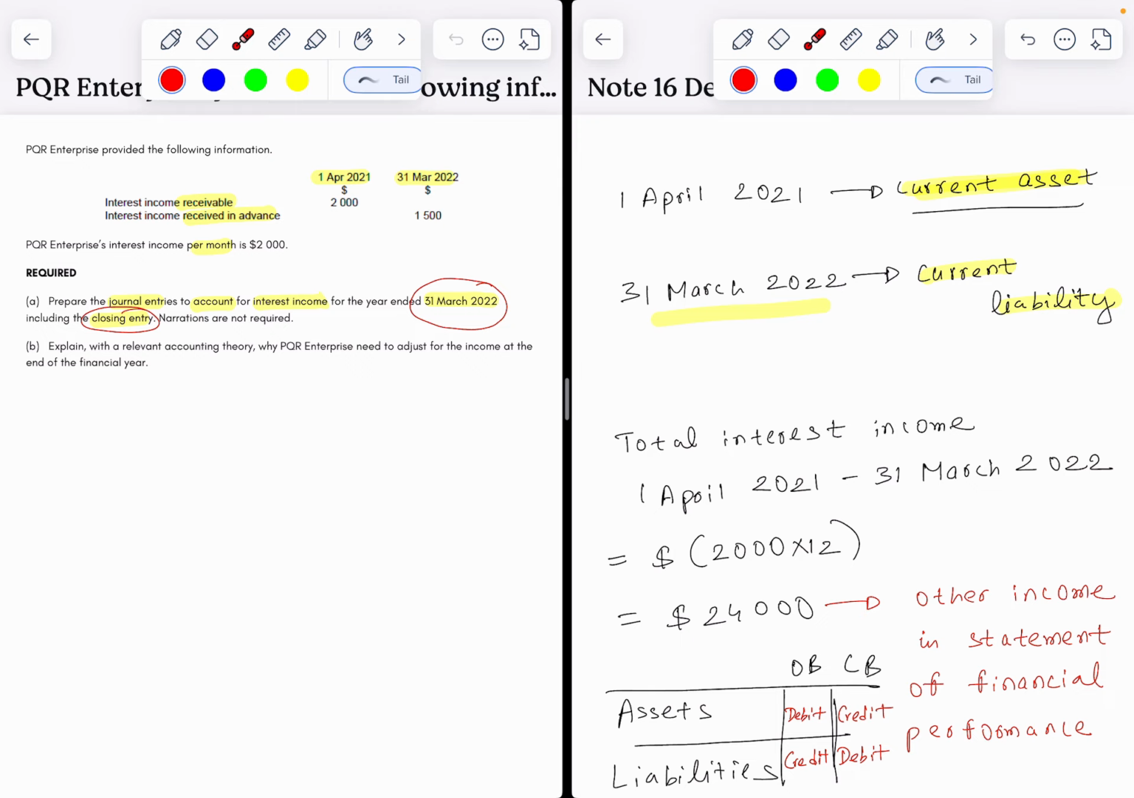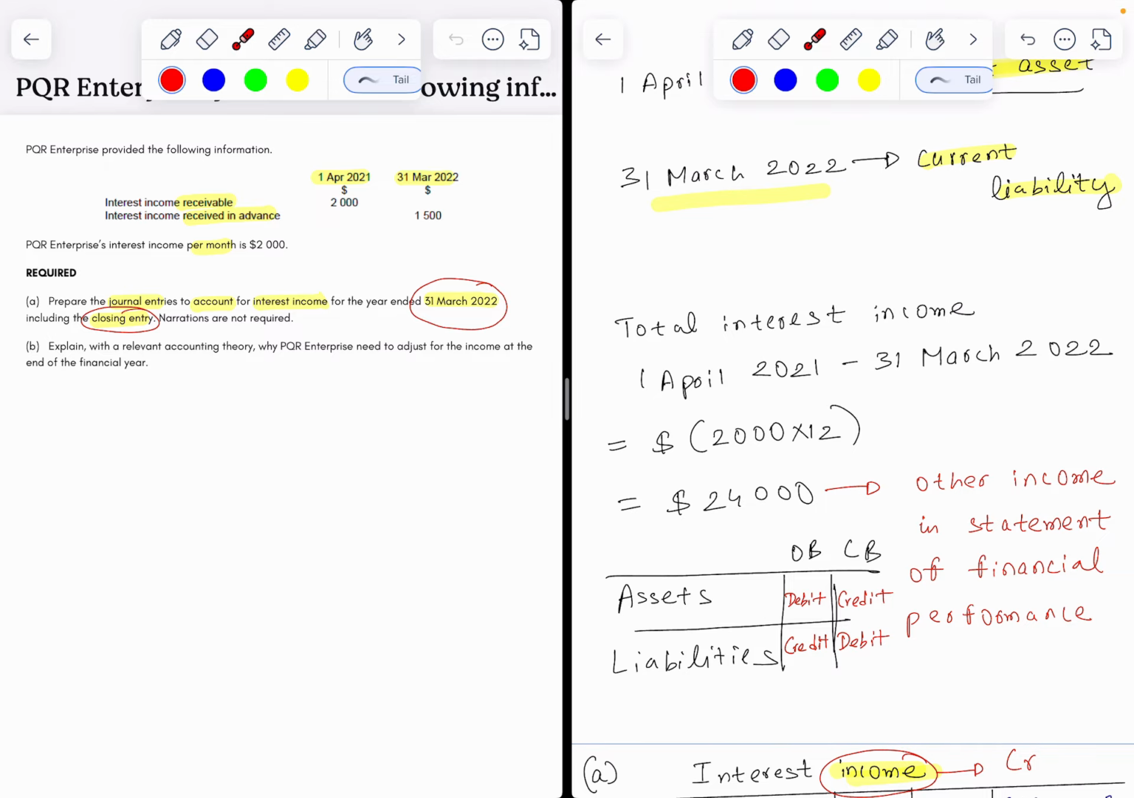Then we are given the interest income per month to be $2,000. This means if I want to calculate the total interest income starting 1 April 2021 and ending 31 March 2022, I simply multiply $2,000 on a monthly basis with 12 months which we have got in a financial year. That gives us $24,000 altogether. So what do we do with this total interest income when it comes to the financial statements? In the financial statements, as part of your other income, what you will show in the statement of financial performance, which is the income statement, okay?